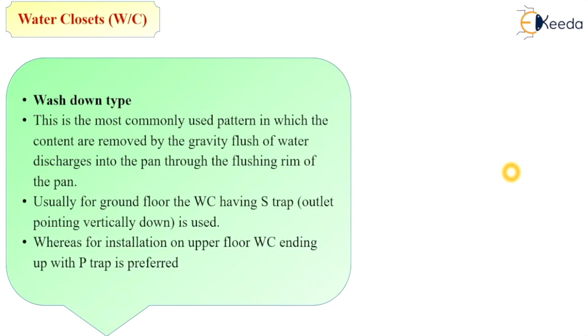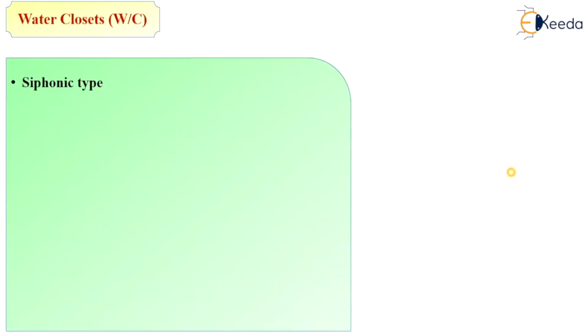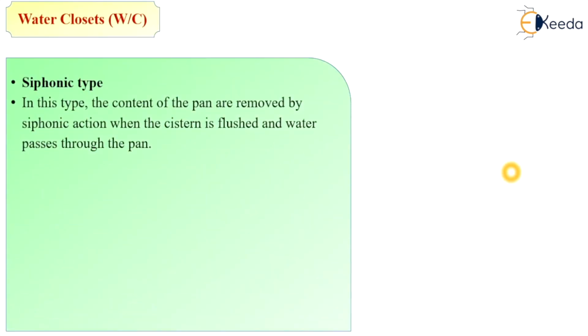Whereas for installation on upper floors, WCs ending with a P trap are preferred. Next type is the siphonic type. In this type, the contents or human excreta of the pan are removed by siphonic action when the system is flushed and water passes through the pan.